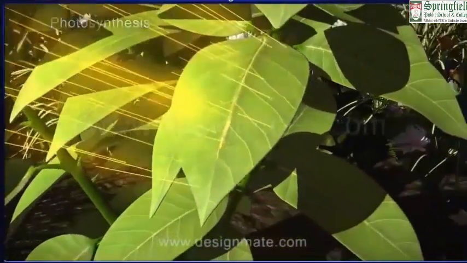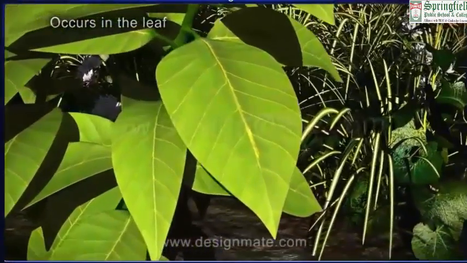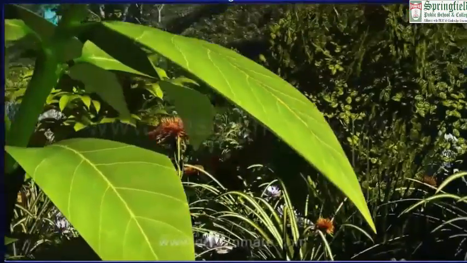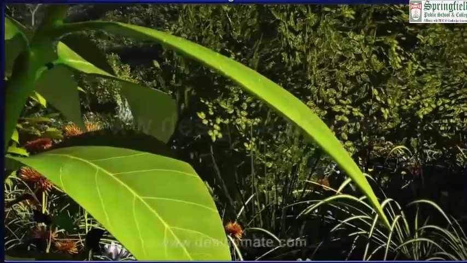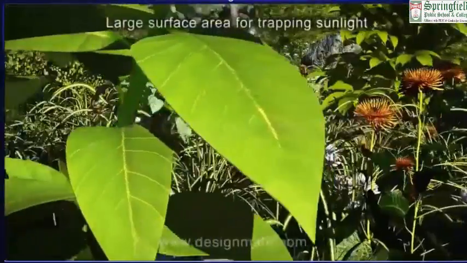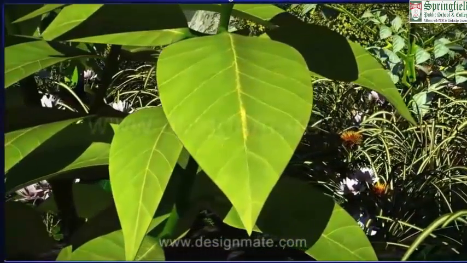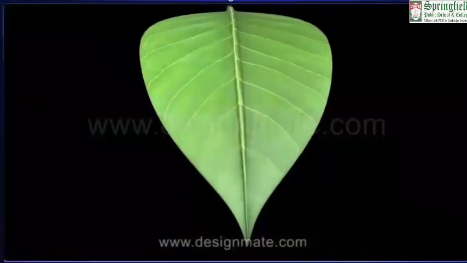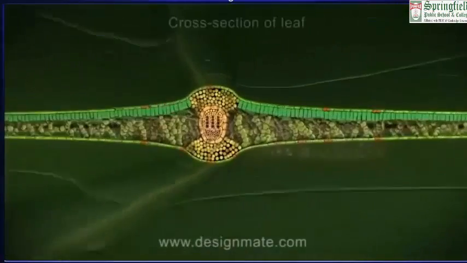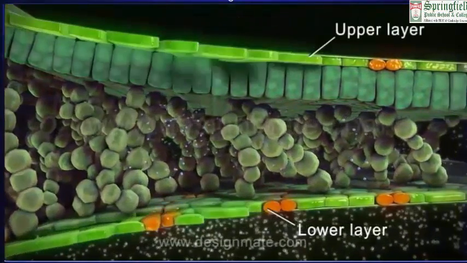Photosynthesis, the ultimate provider of food and oxygen, occurs in the leaf. The leaf consists of a flat, thin lamina, which is joined to the stem by a petiole. The flattened lamina provides large surface area for trapping sunlight. A cross-section of the leaf shows the upper and lower layers of cells, which are flat and irregular.